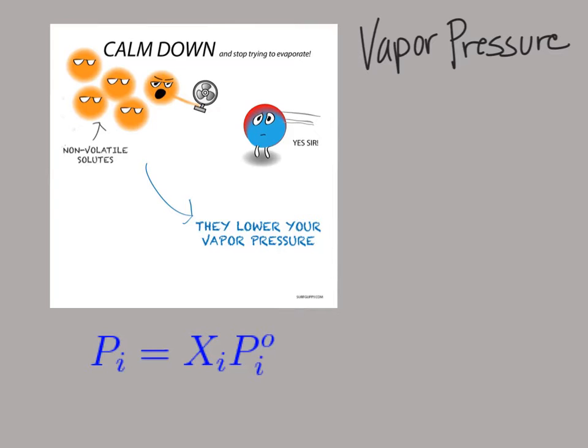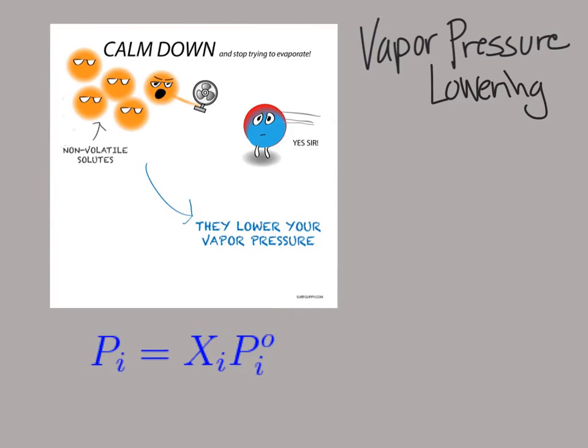All right, our first colligative property is vapor pressure lowering. And by knowing what it's telling you, that will help you decide if you're doing the right thing. So what it's saying in this cartoon is, calm down and stop trying to evaporate. And you have your non-volatile solutes, and this poor little blue molecule over here says, yes, sir. The non-volatile solutes will lower your vapor pressure.